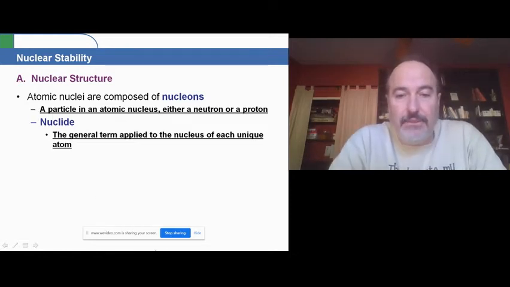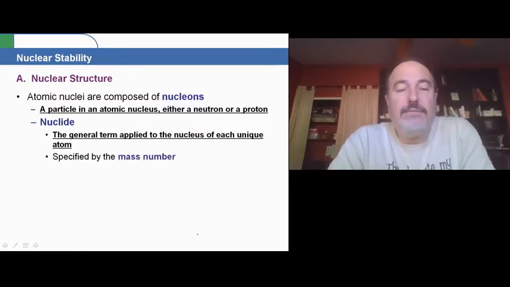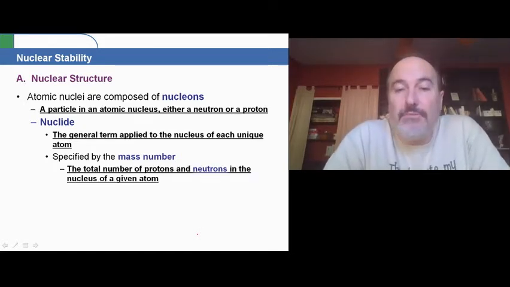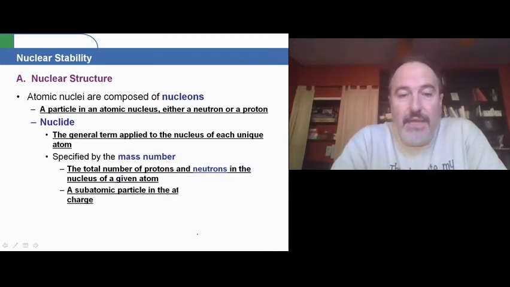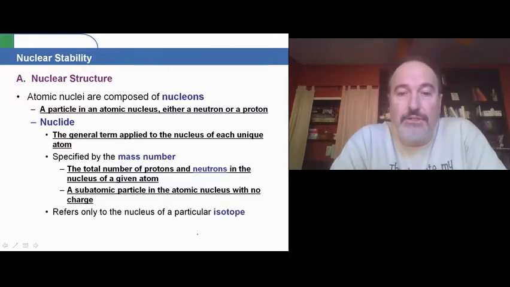All right. And it is specified by the mass number. All right. So the total number of protons and neutrons in the nucleus of a given atom. Remember, that's what mass number is. And a neutron is a subatomic particle that doesn't have a charge. Protons have a positive charge, but when you add them all up, those give you the nuclide.